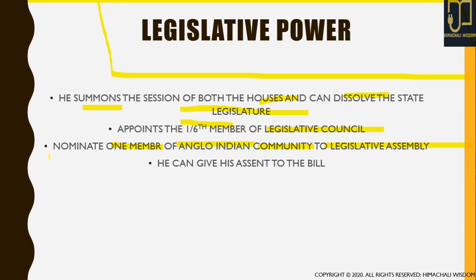Another legislative power of the governor is that he can give his assent to a bill. If any bill needs to get through the legislative assembly or the legislative council, then some of the bills need assent from the governor of the state to get passed.